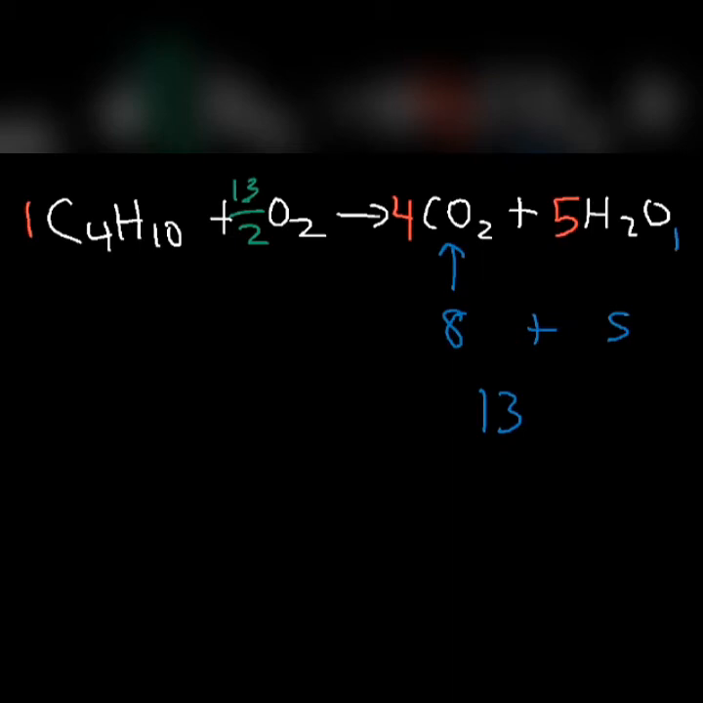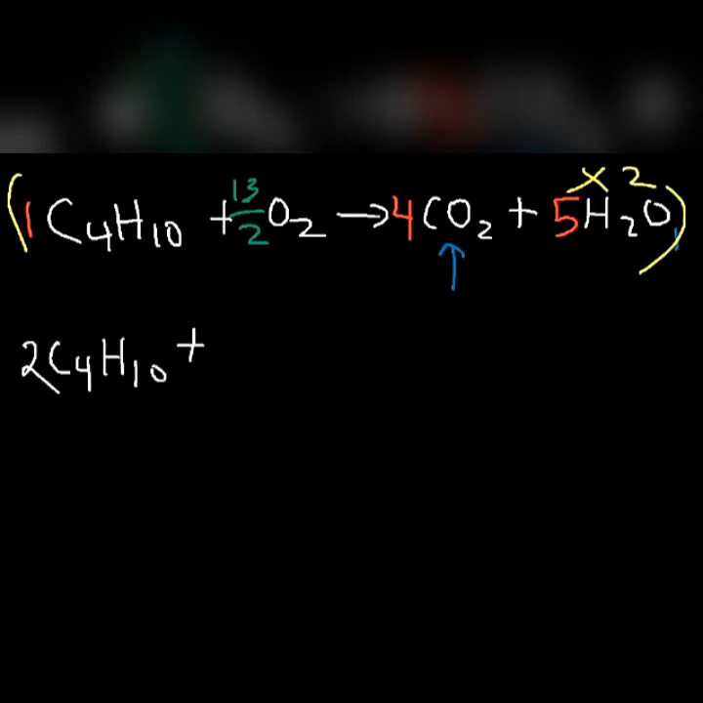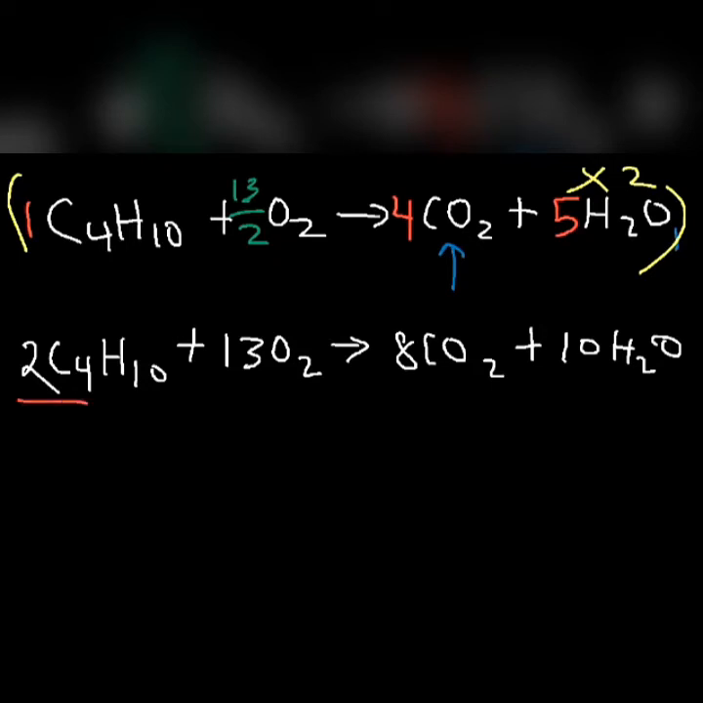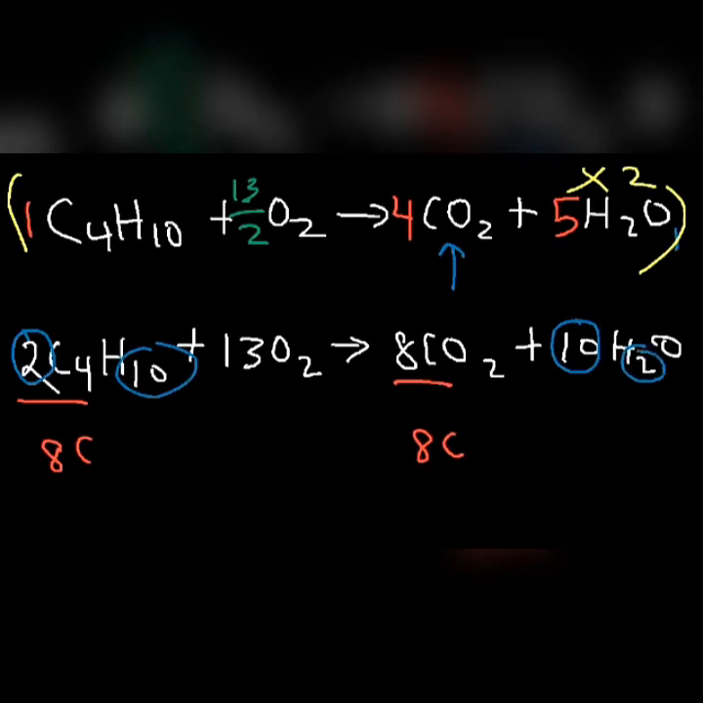We don't want fractions. So all we need to do at this point is we simply need to multiply the equation by 2, and then it's going to be balanced. So it's going to be 2C4H10 plus 13O2. We're going to have 8 CO2 molecules and 10 water molecules. Now let's make sure our answers are correct. Notice that we have 8 carbon atoms on both sides. 2 times 4 is 8. And we also have 20 hydrogen atoms. 2 times 10 is 20.